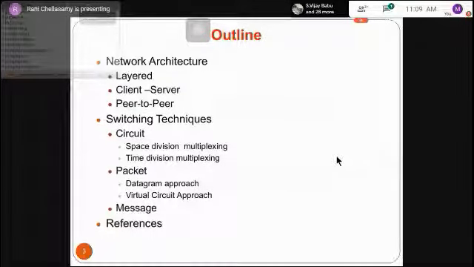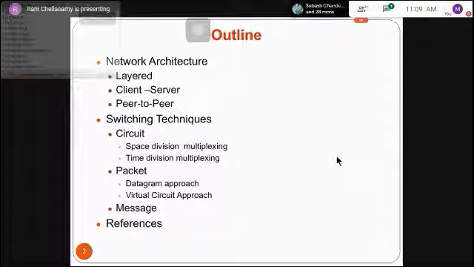So the network architecture types are layered architecture, client-server architecture, peer-to-peer architecture, and the switching techniques we are going to see. There are three types of switching techniques. The first is the circuit switching technique, the second is the packet switching technique, and the third one is the message switching technique.